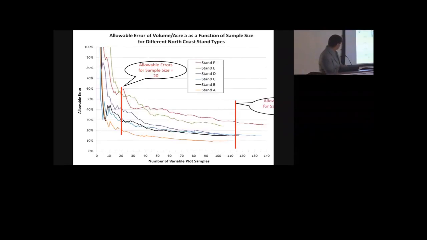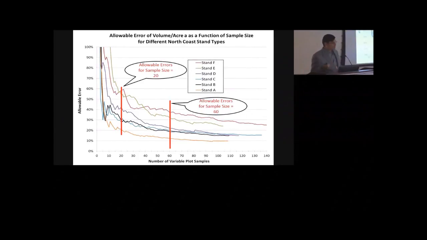So let's suppose I put in 60 plots in each of those forest types. In this case, you can see I'm down to about 12% for the Doug fir redwood stand, and my hardwood Doug fir stands have come down to about 40%, and my mean is about 25%. So by putting in 40 extra plots per stand, I'm now down to about an average of 25%.